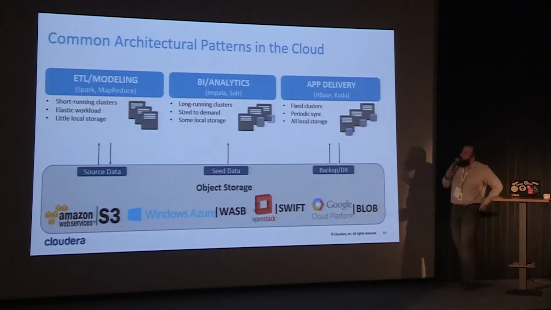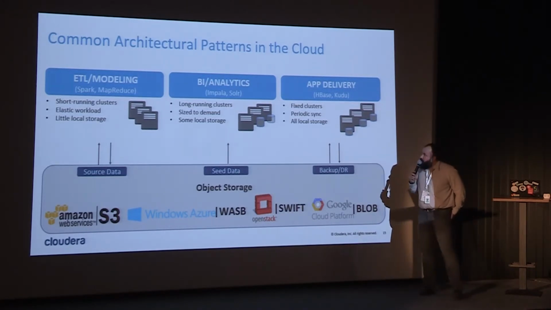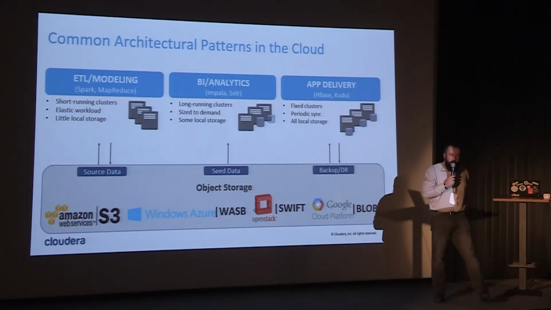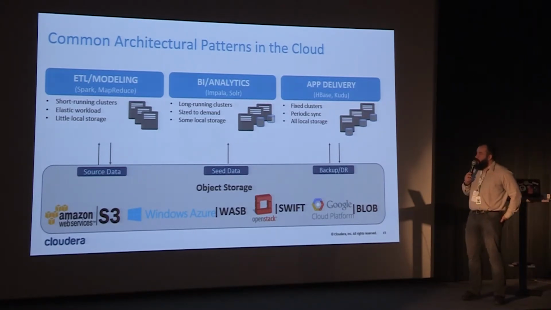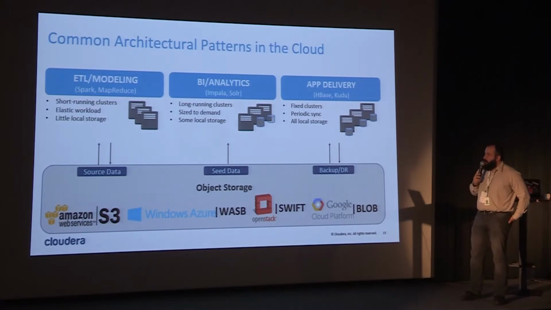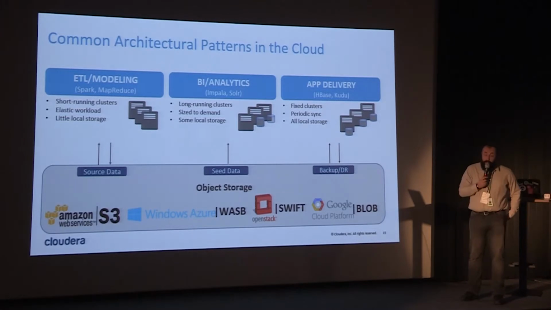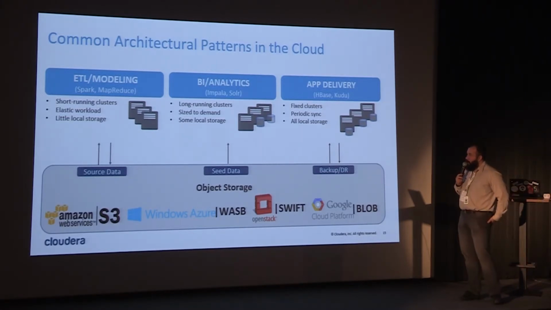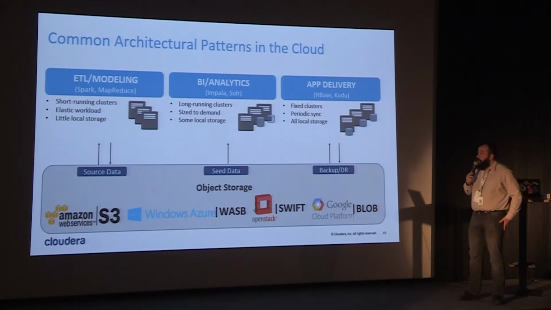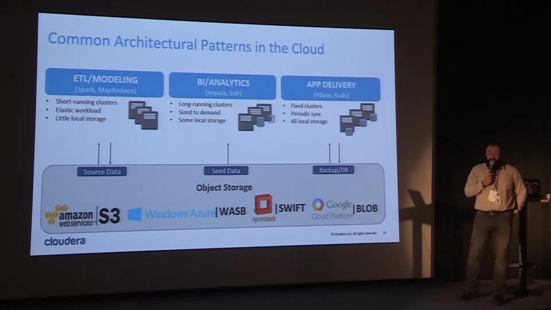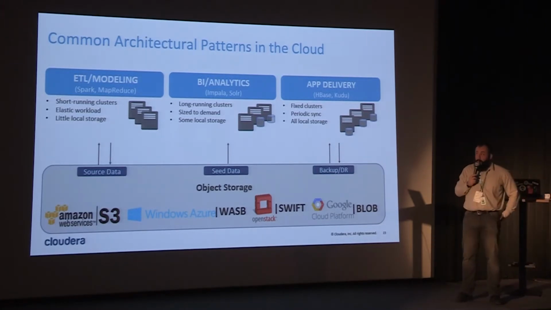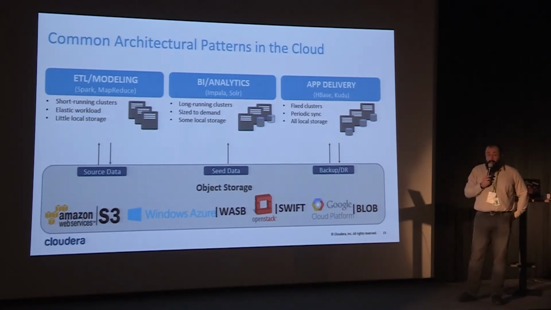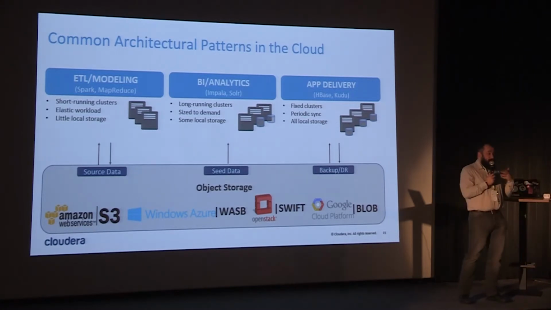Okay. So, common architectural patterns in the cloud, what we identified so far in our work. There are ETL, modeling, and things like that, where you have little or no local storage in your computation nodes. Usually these clusters are short-running clusters with an elastic workload. Good examples here are MapReduce applications and, for example, Spark applications.